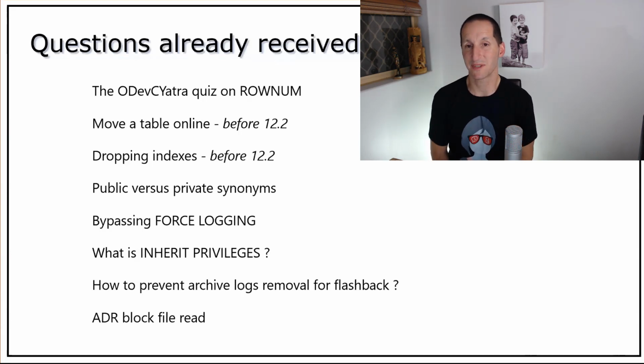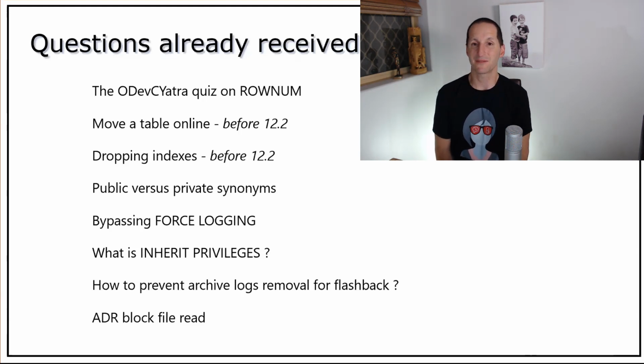The next one's a question from actually last month, which I promised I'd get to this month. And that is public versus private synonyms. Just a very simple question. What's the difference between them? And what are the privileges associated around using those synonyms? One that came in just the other day was how to bypass forced logging. So we'll talk about what forced logging is, what's the motivation for it, and what are some of the options if you want to try and maybe get around it without damaging the database.